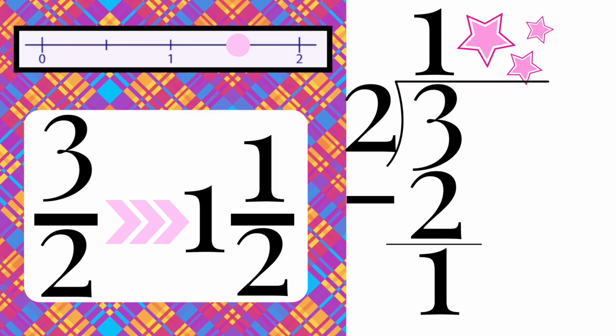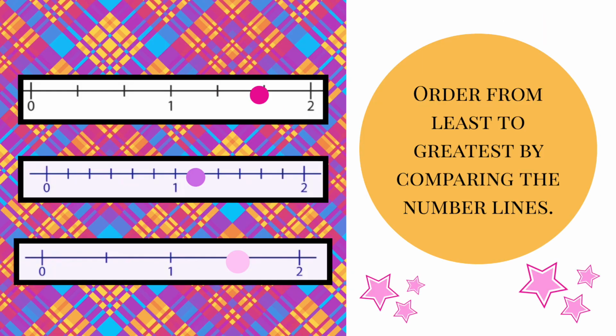The third number is the improper fraction 3/2. Just like we did with 5/3, we need to convert this to a mixed number first. We divide 3 by 2, and 2 goes into 3 one time. When we subtract 2 from 3, we have 1 left over. So the mixed number is 1 1/2. Once we have this conversion, we can plot it on the number line alongside the other 2 numbers.